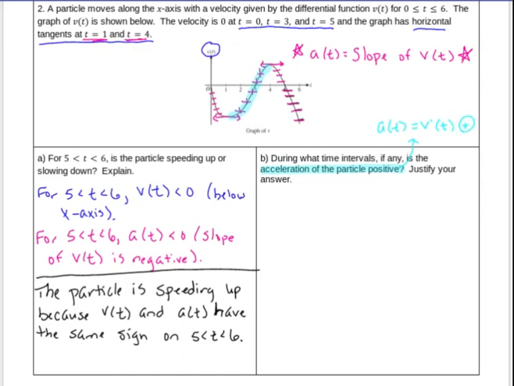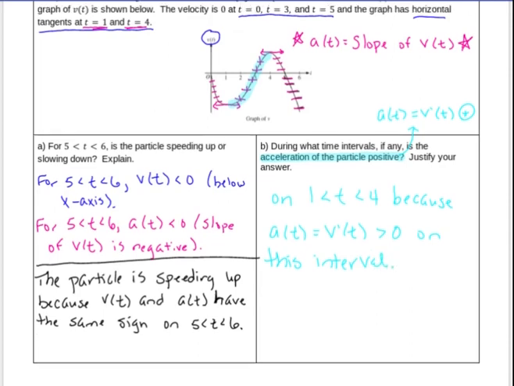So let's see here. What did we decide then? This would be the interval from 1 to 4. 1 less than t less than 4 because acceleration, which is really v prime of t, is greater than 0 on this interval. And there we go. That is our answer.